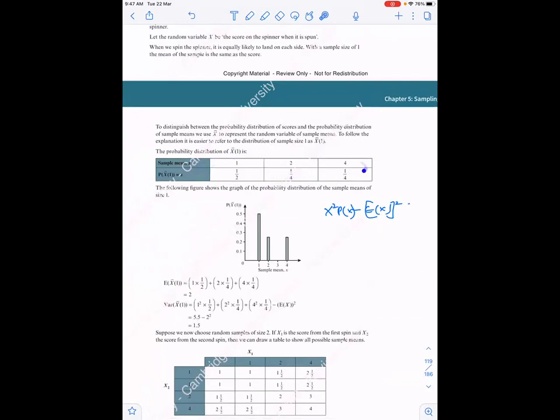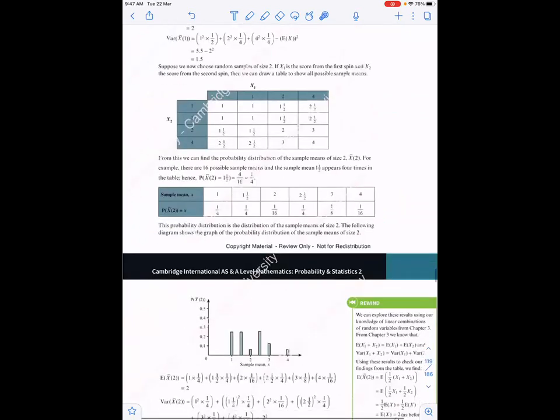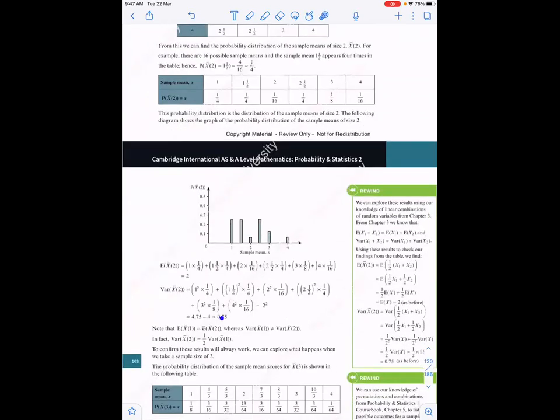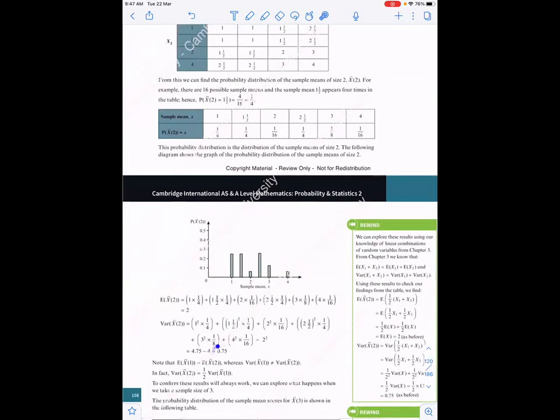When you just spin it once, that was sample size 1, and whatever was the probability of every single number, they found out the mean and the variance. The mean was 2 and the variance was 1.5. But when you took the sample of size 2, the mean is exactly the same, and the variance is exactly half of the previous variance. Previously we had 1.5 as the variance, and now the variance is half of 1.5, which is 0.75. Are you getting this point? We are going to evaluate a result out of this.